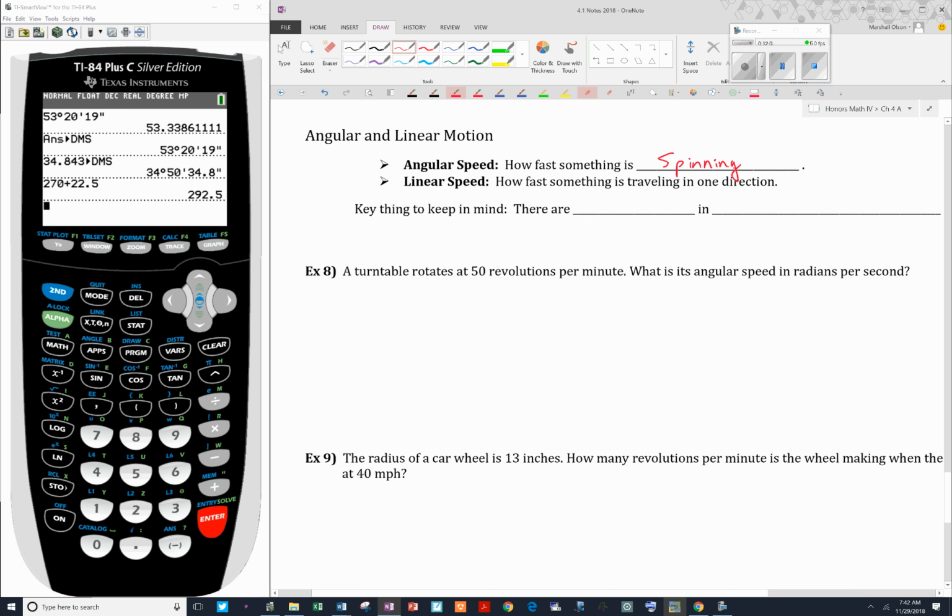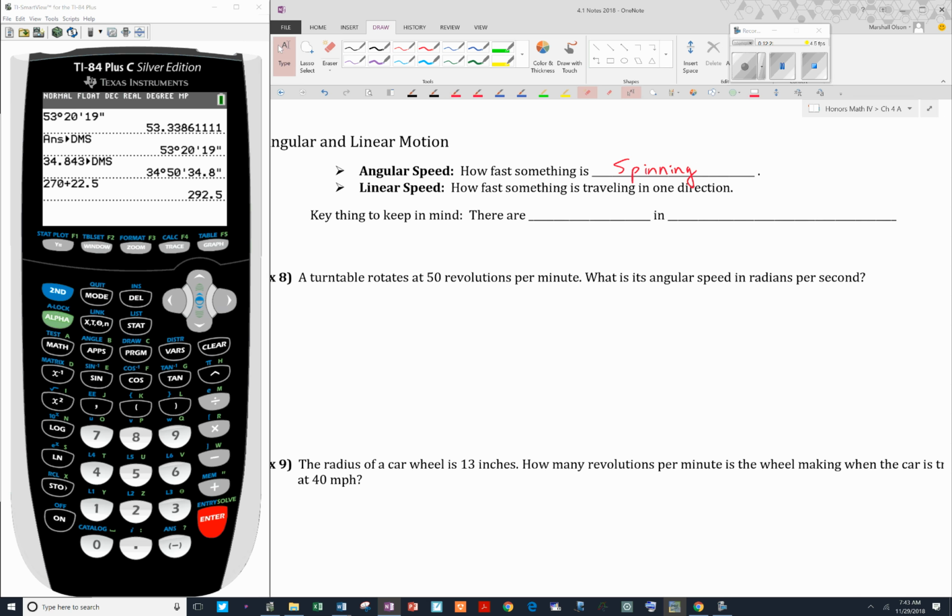We could give that in a few different ways. We could call that revolutions per time, revolutions per second, revolutions per minute. You've heard of RPMs before. That's an angular speed. Okay. Or we could have even radians per minute, radians per second, radians per unit time.